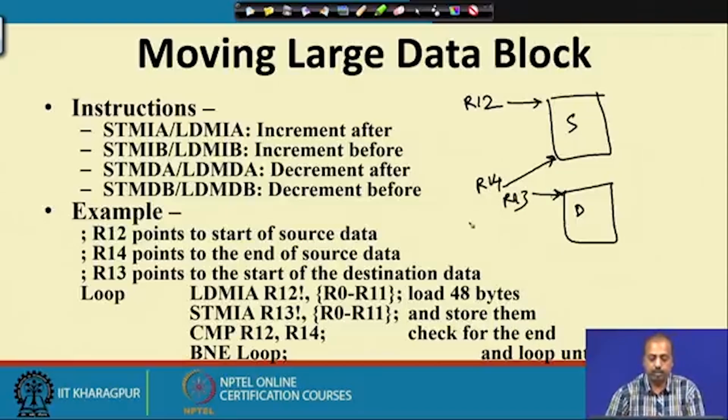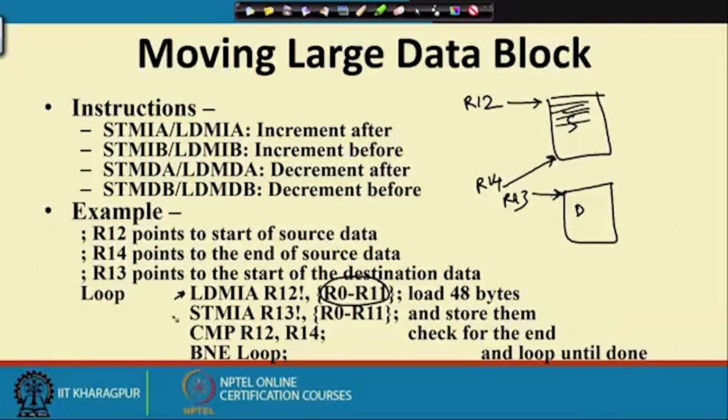In this case, these 12 registers, R0 to R11, are free for this data transfer operation. In this LDMIA instruction, I am using R12 with an exclamation mark, R0 to R11. It will be copying the content from the locations pointed to by R12 into the registers R0 to R11. Each of these registers is 4 bytes wide, so a total of 48 bytes of data will be transferred from memory to the R0 to R11 registers.